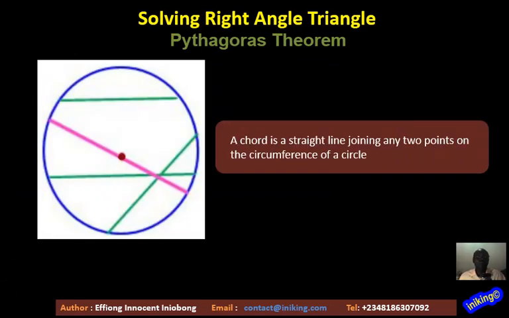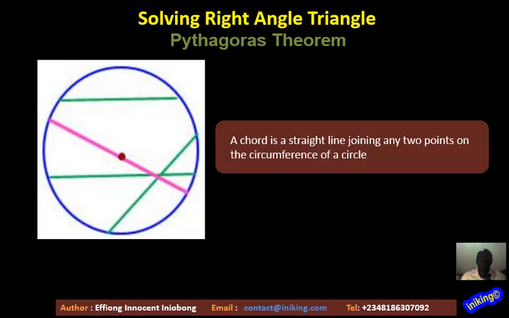Right from our primary schools, we all know what a circle is. A circle is simply a locus of points which are all of equal distance from a particular point. But what then is a chord? A chord is simply a straight line joining any 2 points on the circumference of a circle.